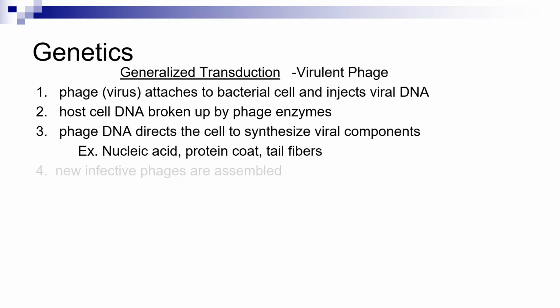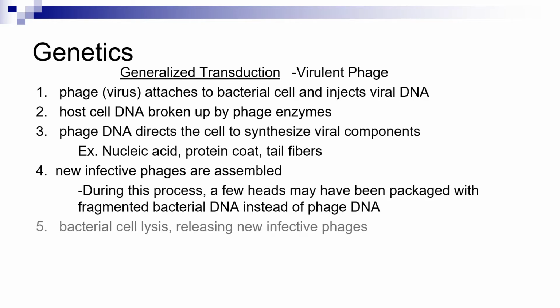So there's two types of transduction. And the first one is generalized transduction. And that involves a virulent phage. And a virulent phage means a phage that is going to break apart the bacterial cell when it's done, and it will never incorporate itself into the bacterial genome. That'll be a little confusing right now until we really get to talk about viruses.